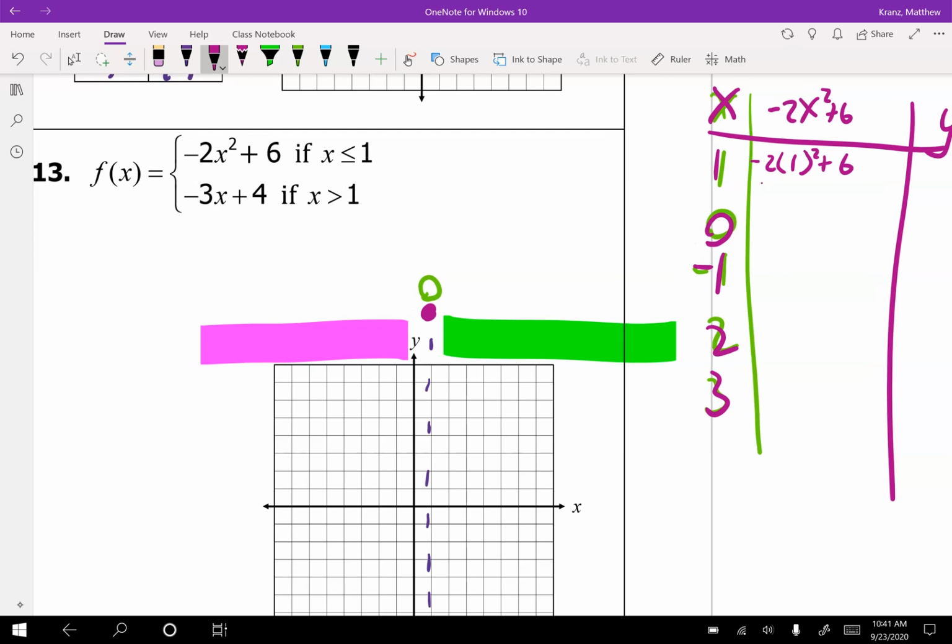Right? So negative 2 times 1 plus 6. This is negative 2 plus 6, which is just a positive 4. So my first point is (1, 4), which is right here. And I'm going to get a solid circle because you see I'm solid there. Then for 0: negative 2 times 0 squared is 0, plus 6 is just going to be 6. So I'm at (0, 6) as my next one, right there.